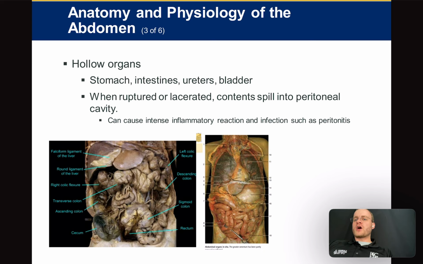And so the hollow organs, hollow means that they have air in them, okay? And so this would be like the stomach, intestines, ureters, and the bladders, right? And so those are them. And when I say bladders, because there's the gallbladder and the urinary bladder, okay? And so when ruptured or lacerated, contents will spill into the peritoneal cavity. And remember, when anything like blood or pus or white blood cells or urine or poop or whatever touches the lining of the abdominal walls, it becomes irritated and it creates a condition known as peritonitis.